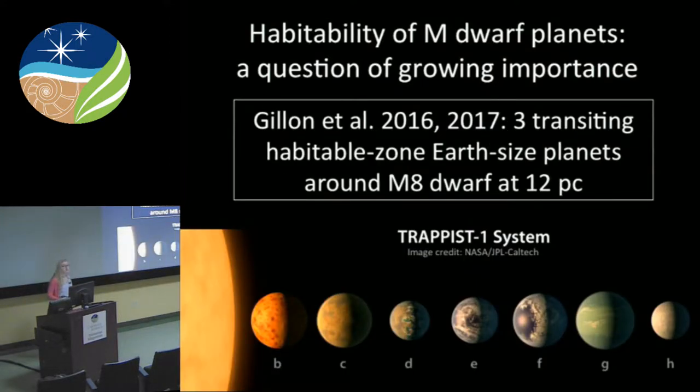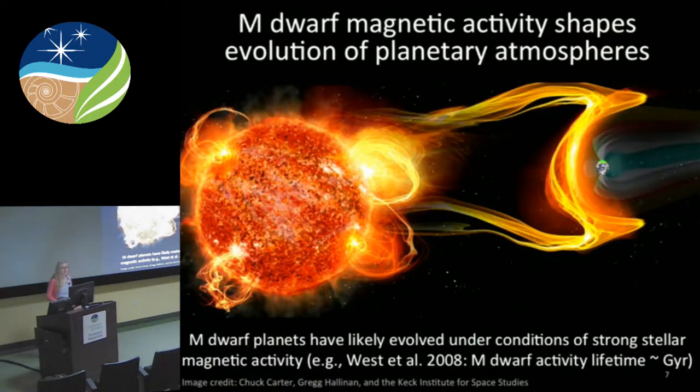This has been confirmed with a few recent detections, both around Proxima Cen, not shown here, and also around TRAPPIST-1, suggesting that there are seven roughly Earth-sized planets around this M8 dwarf that's 12 parsecs away, so 40-ish light years. And we can argue over which of these may or may not be habitable for life as we know it. But one of the things that affects this question of habitability is magnetic activity, these flares and associated processes.